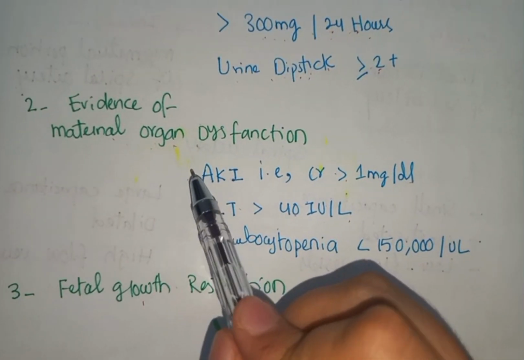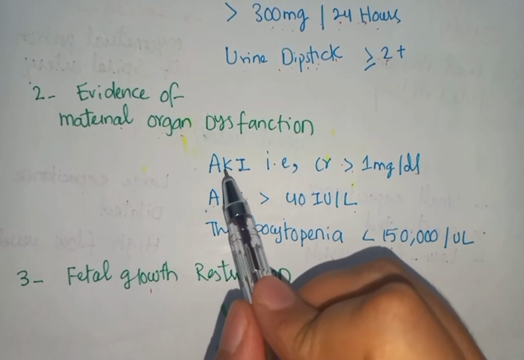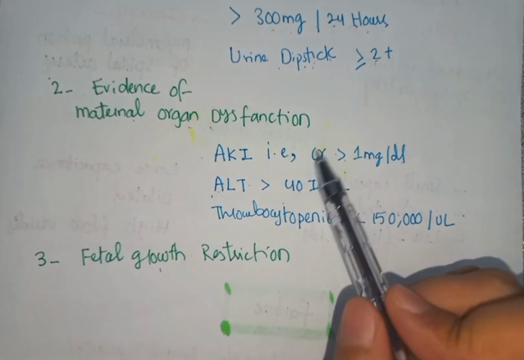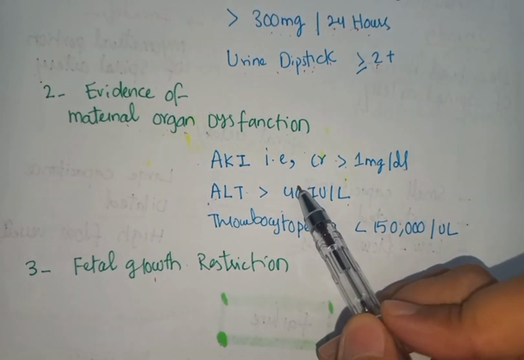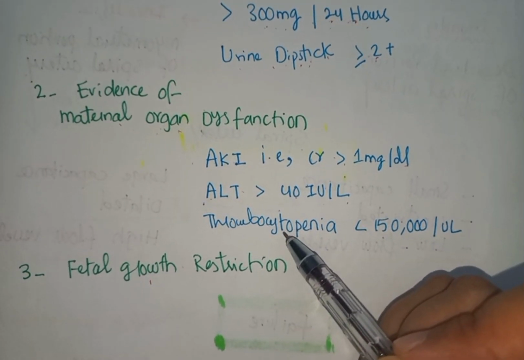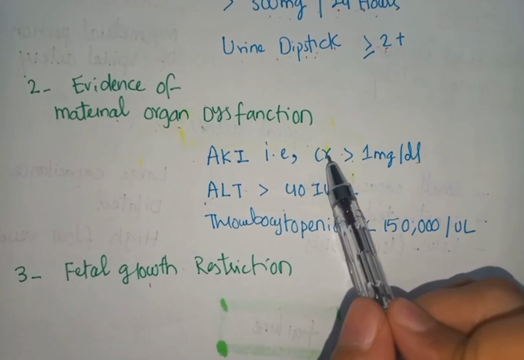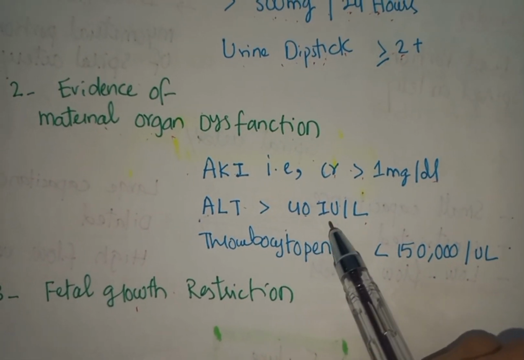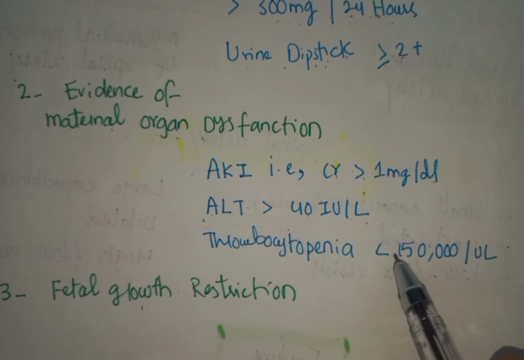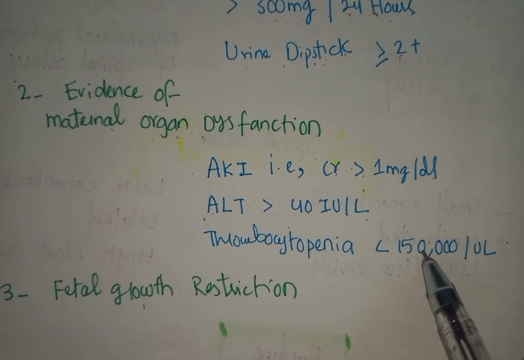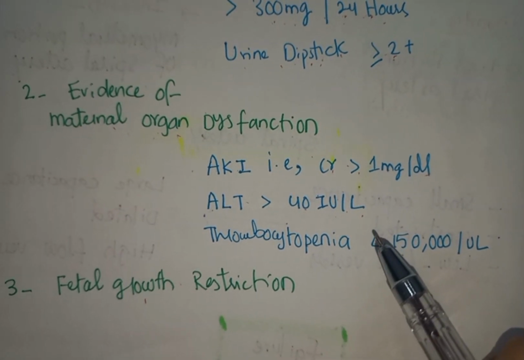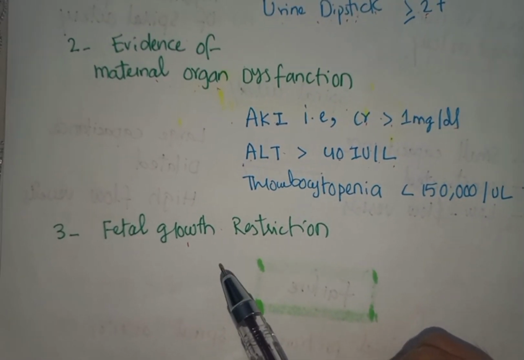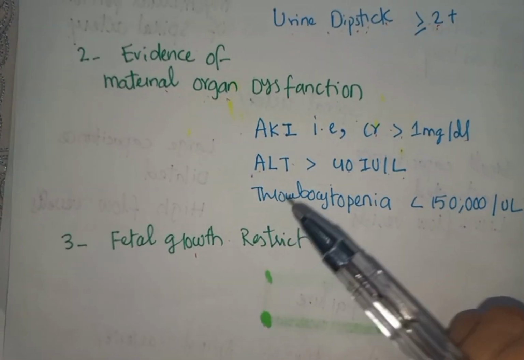Evidence of maternal organ dysfunction: there is the PET profile which includes creatinine, SGPT, uric acid, platelets, and spot urine protein creatinine ratio. If creatinine is more than 1 milligram per deciliter, SGPT is more than 40 international units per liter, and platelets are less than 150,000 per microliter, it indicates maternal organ dysfunction. And fetal growth restriction is identified by ultrasound examination, that is the Doppler test.